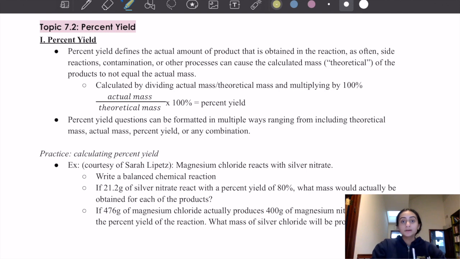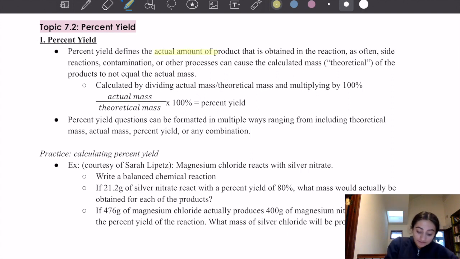Okay, so in the past video, I taught you how to calculate the mass or moles of a product or reactant in a reaction, and that is the theoretical mass. The theoretical mass is when everything works out perfectly and you get the exact number of grams that would be calculated by the end of the reaction. However, that is not always the case. Sometimes due to human error, you might end up with more or less mass of a certain product, and that is where percent yield comes in.